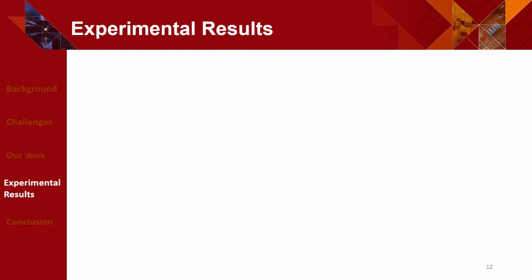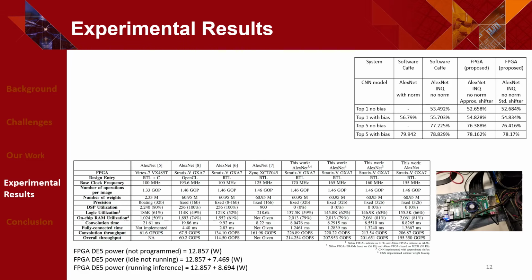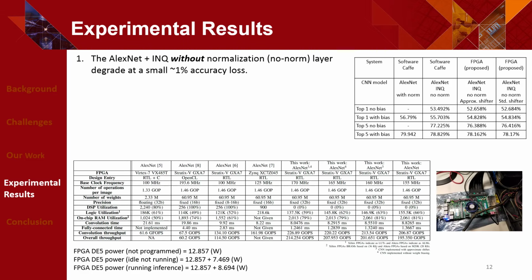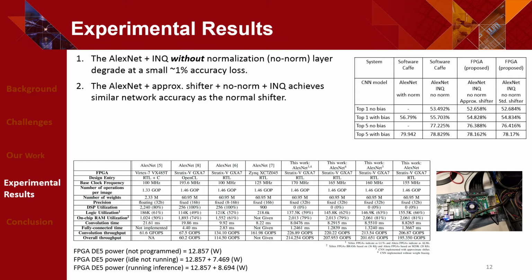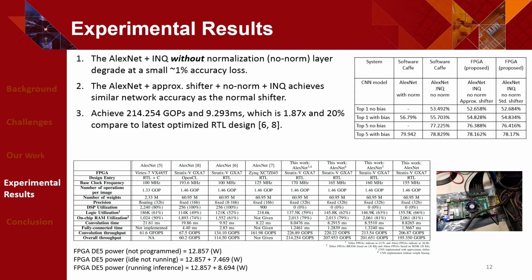Afterward, we also experiment a little bit with how the approximate shifter affects the INQ algorithm and also the 1D row-based tiling performance. First, let's look at the experiment results. For AlexNet and INQ without the normalization layer, accuracy usually degrades. We investigated, and the performance degrades around 1%. And afterward, AlexNet with the approximate shifter, with no normalization and INQ, achieves a similar network accuracy as a normal shifter, which means that our approximate shifter gains hardware performance and still does not degrade the neural network accuracy much. So this is really a good result.